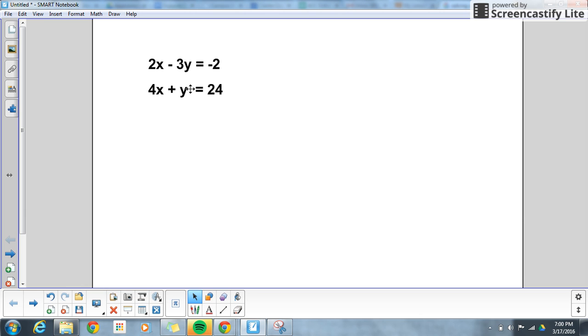So we're going to have to rewrite these equations with something so that they will cancel out. Well, I notice that negative 3y and y already have opposite signs, but we need them to have exactly opposite coefficients. So if this is a negative 3y, if I made this a positive 3y, then I can eliminate them. Well, let's see how we can do that.